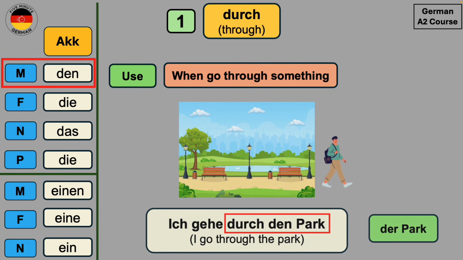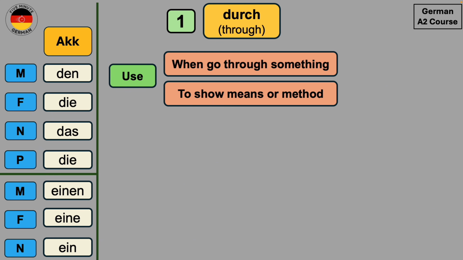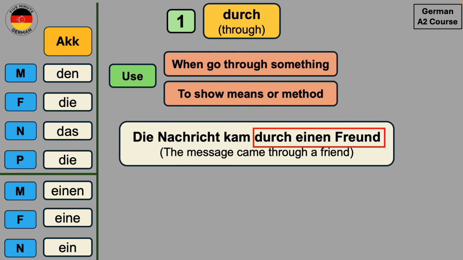Now there is another use of durch as well, and that is to show the means or method by which something happens. So for example, I can say, Die Nachricht kam durch einen Freund. The message came through a friend. So you see, I have used durch over here to tell the means through which I received the message. And you see that we have used einen over here because Freund is a male friend in German.